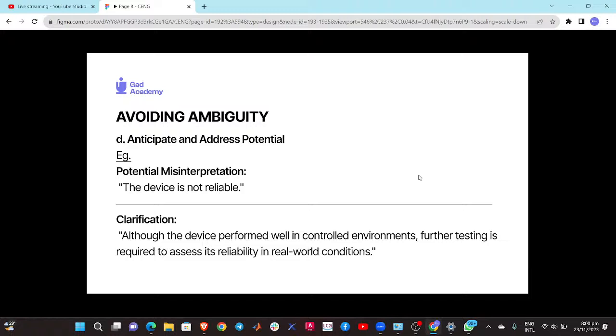But if you give clarification as to what the unreliability of the device is by saying, although the device performed well in controlled environments, further testing is required to assess its reliability in real world conditions, in that case, anybody that goes there will just know, okay, so at least it can give me a value. It's not that it's dead. It can give me a value, just that I need further testing to validate the values I'm getting or the readings I'm getting from it.